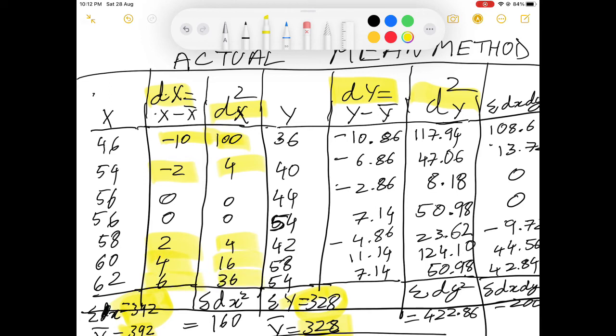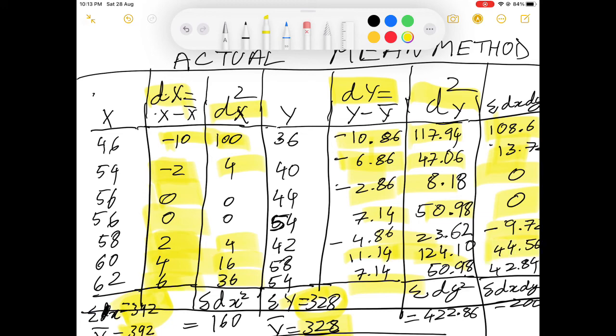Now based on that I'll calculate dx square and dy square values. So dx square was 100, 4, 4, 4, 16, 36. dy square similarly gives me 117.94, 47.06, 8.18, 7.14 square is 50.98, 23.62, 124.10 and 50.98. Then we multiply dx and dy values. So minus 10 into minus 10.86 is 108.6, minus 2 into minus 6.86 is 13.7, 2 into minus 4.86 gives me minus 9.72, 4 into 11.14 gives me 44.56, 6 into 7.14 gives me 42.84.